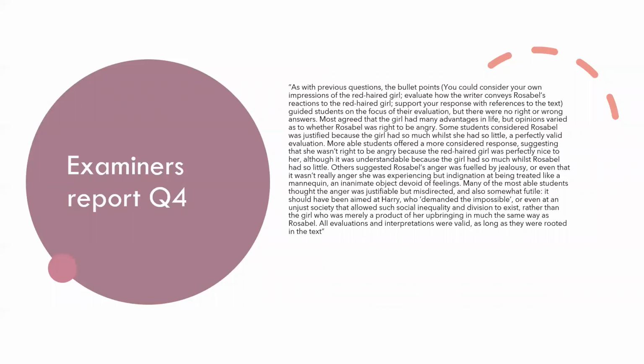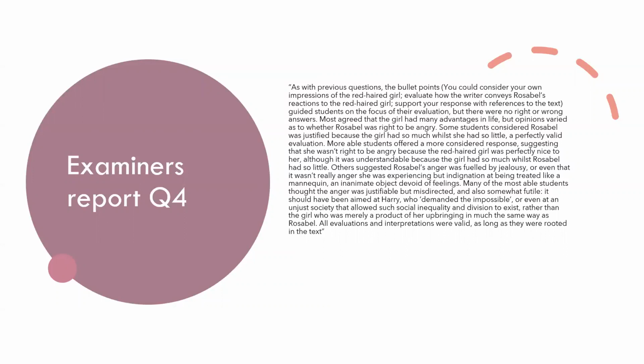So most agreed that the girl had many advantages in life, but opinions varied as to whether Rosabelle was right to be angry. So this is a really interesting one. Sometimes students are taught to just agree because generally the extracts lend themselves to that. But that's not the case. It is an open question, and you might actually disagree with the statement, and that's perfectly okay to do. As long as you justify why you don't think she's right to be angry and you can find evidence to support that and analyze that, that's fine to do. In fact, some of the best responses from Mark in this were actually a mixture of agree and disagree.